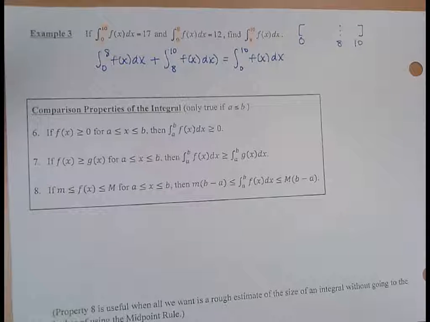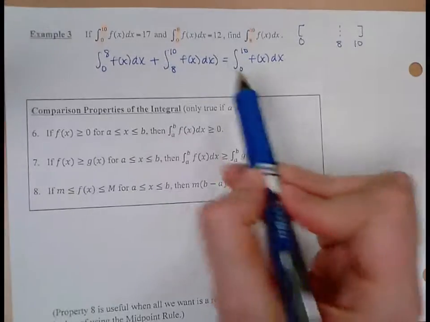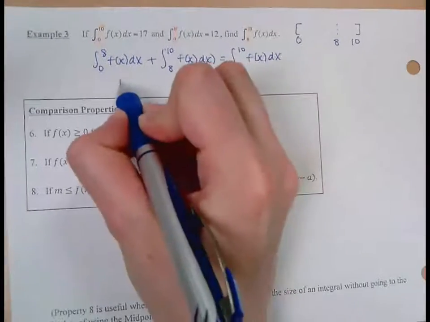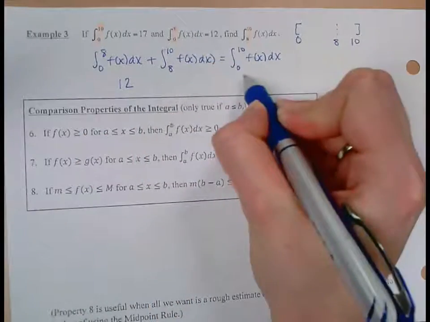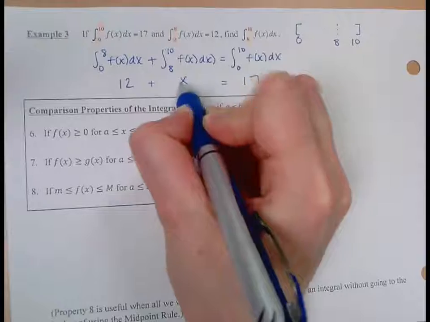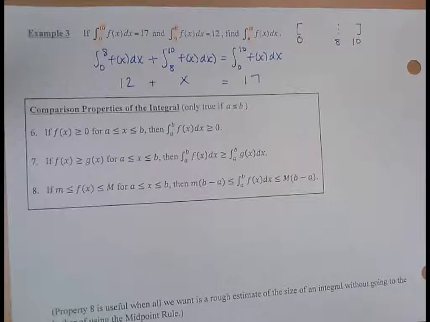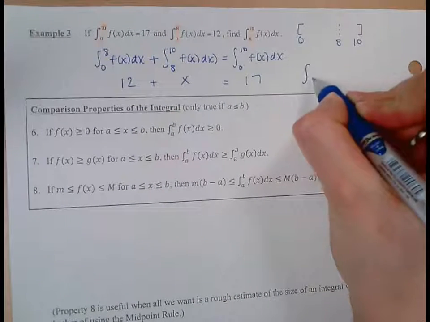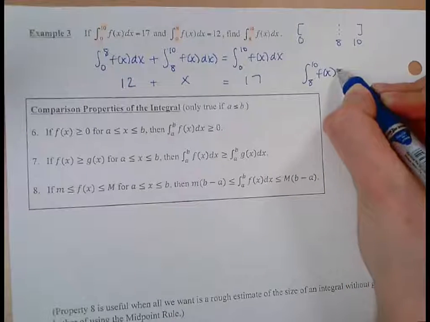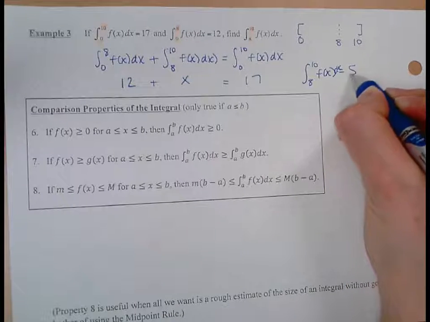Then you can insert the values you already know. We are trying to find 8 to 10. We know 0 to 8 is 12, and 0 to 10 is 17. So 12 plus what is 17? This means the integral from 8 to 10 of f of x dx is 5.